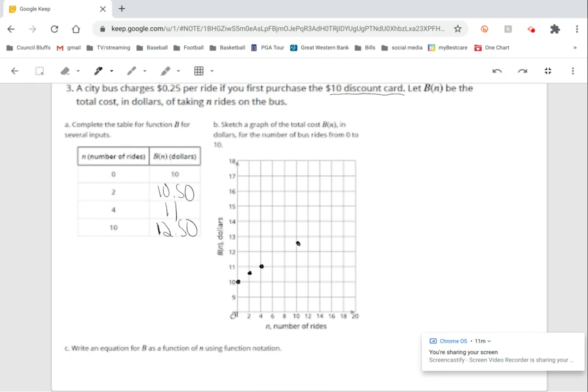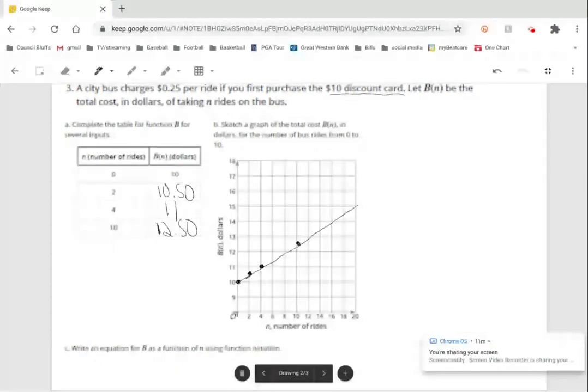And if I connect the dots here, hopefully you notice, besides my horrible artwork here, it should be a linear graph. What do I mean by linear? It should be a straight line. And the graph is relatively straight. So that is our graph.